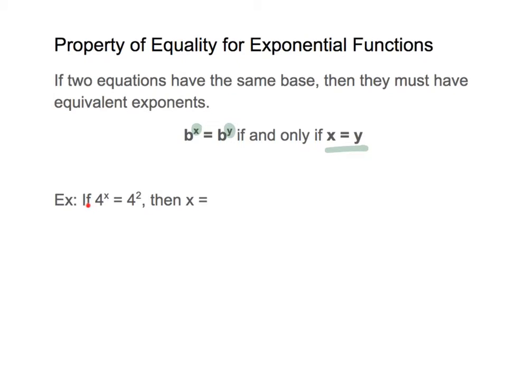So in this little small example here, they're both a base of 4, so that means the x and the 2 are equal to each other. In other words, x is equal to 2. That's it. That's what the property is saying. So you have to check if the equations have the same base first. So we'll take a look at a couple example problems here using this property.